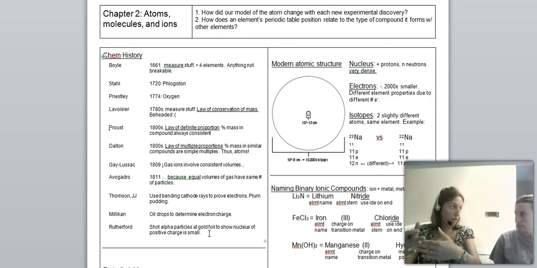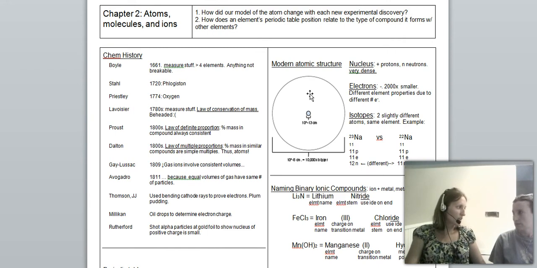Some of them deflected some, but some of them went like pew and shot off in the total other direction, which he thought was weird, and eventually decided that what that meant was that there was a very small positively charged center, and electrons were around the outside. So that was Rutherford working on kind of the concept of the nucleus. And that is the end of the history for now. There's a little bit more electron-y history in Chapter 7.